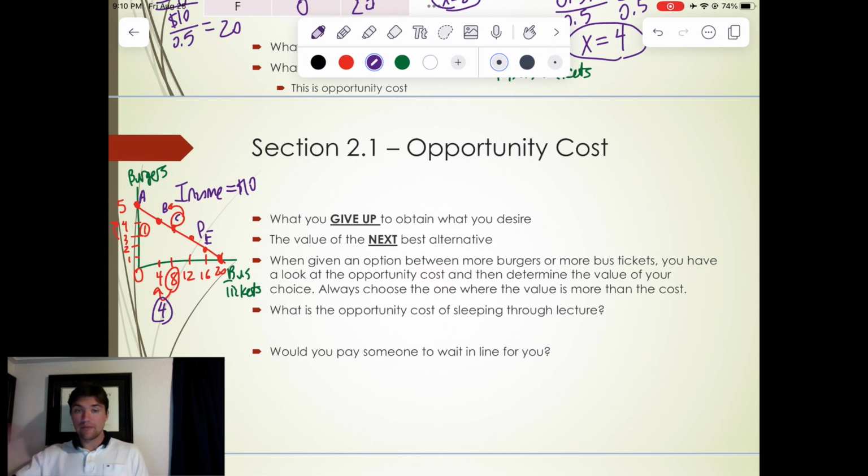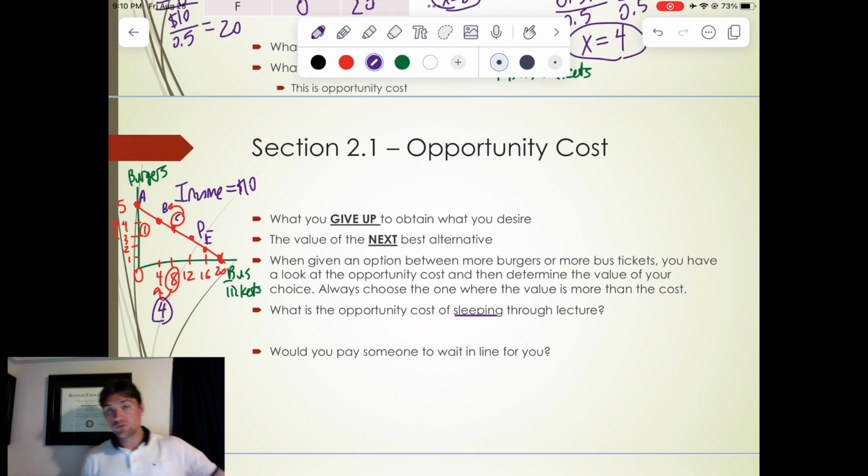So we have plenty of examples here to illustrate the opportunity cost and help you understand what's going on. This first one: what is the opportunity cost of sleeping through lectures? Let's go through this. So sleeping, there is some benefit there, obviously. I love sleeping, right?